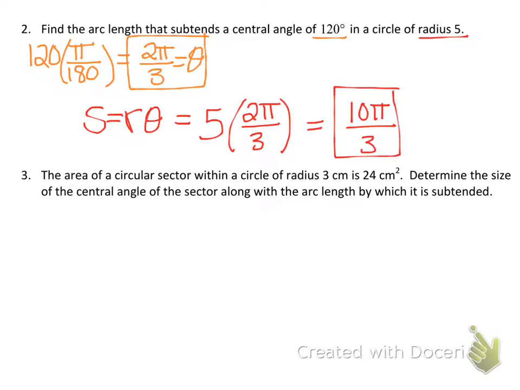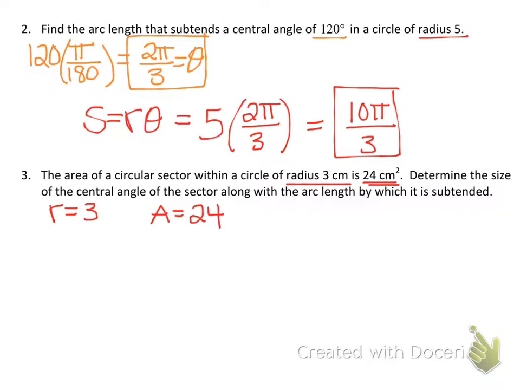Okay, our last problem for these notes. You have an area of a circular sector within a circle of radius 3 centimeters. So the area of it is going to be 24 centimeters squared. Determine the size of the central angle of the sector along with the arc length. So we know that R equals 3 and area equals 24. So we just want to say that to pull it out of the problem.